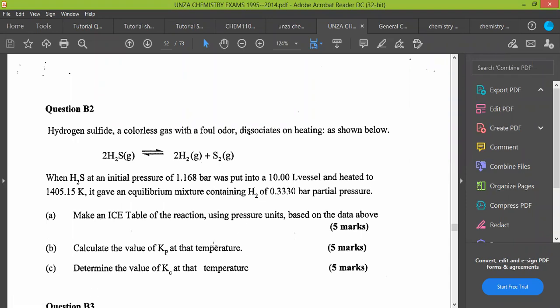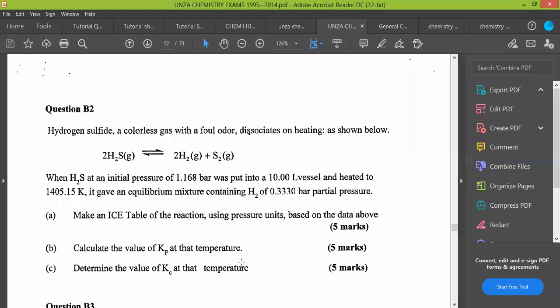Calculate the Kp at that temperature. So Kp is equal to the concentration of the hydrogen squared multiplied by the concentration of the sulfur, and then divided by the concentration of the hydrogen sulfide squared. So whatever answers you have at equilibrium, place them in the table, calculate for Kp, determine the value of Kc at this temperature. Kp is equal to Kc RT raised to the power delta N. Delta N is this and this minus that, which is 1. So it will just be 1 there, meaning you're just going to place in your values.